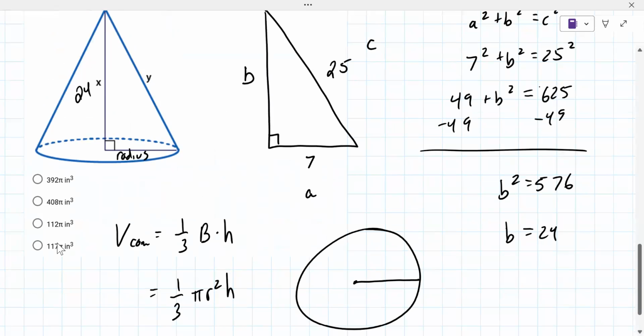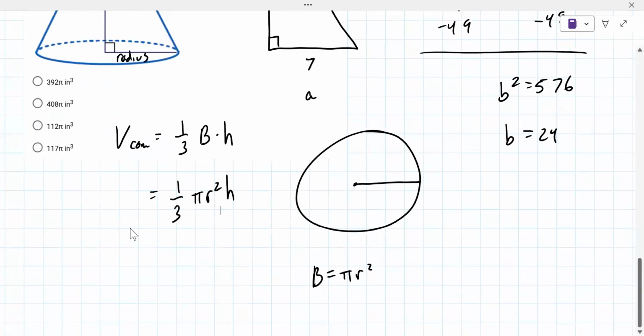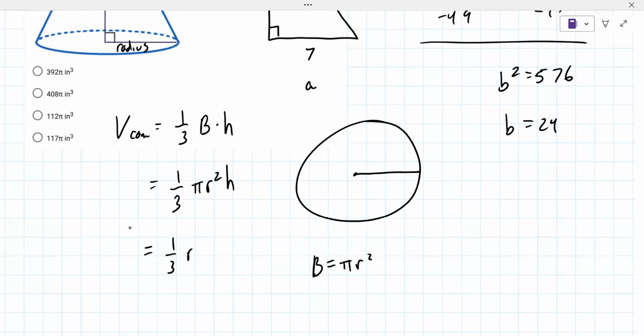It says to leave your answer in terms of pi, which means you just kind of leave the pi off to the side. So you don't include the pi in the calculation for that, right? So then if you were to plug that in and let's see.